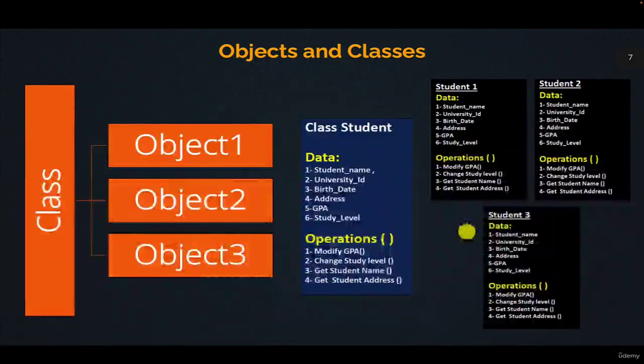So the same here, we can have a class that's called student. And inside this class, we have methods and attributes. The attributes are the student name, university ID, birth date, address, GPA, and the study level. On the other hand, the methods are modify GPA, change study level, get student name, and get student address. So here we have student 1, which is an object of the class student, student 2, and student 3. Student 1 has some data and operations, student 2 the same, and student 3 the same.